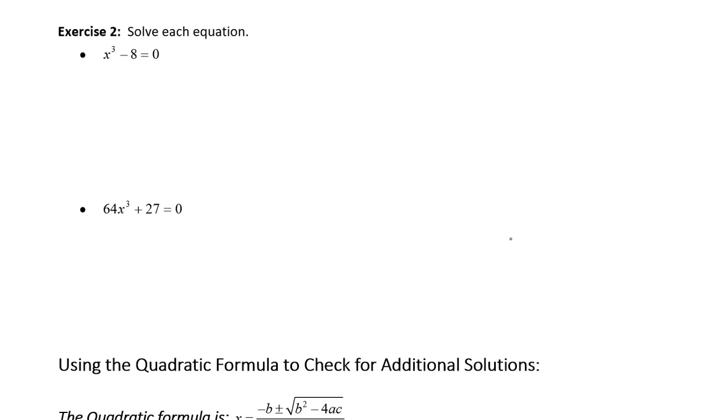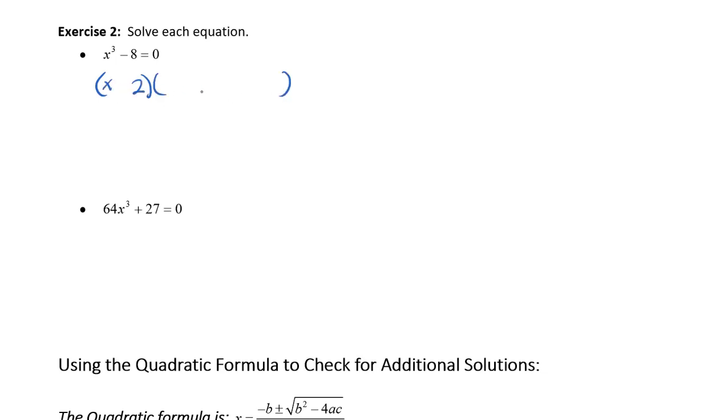In these exercises, we're doing the same thing, but now they're equations, so we will have to solve for the variables. In this first example, we have x to the third minus 8 equals 0, and so we will factor it first.